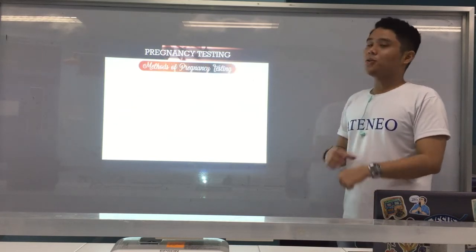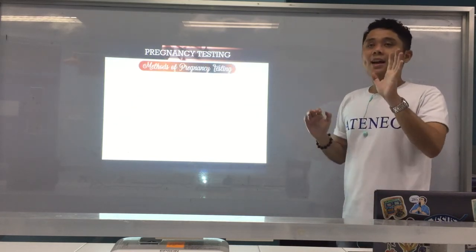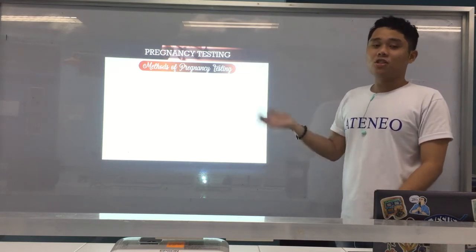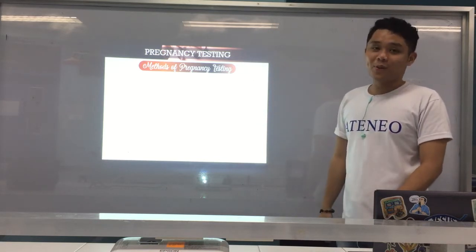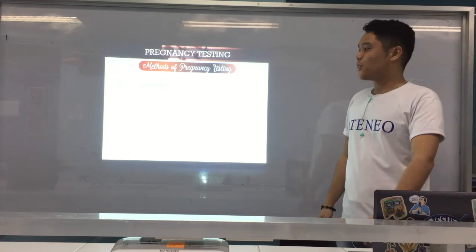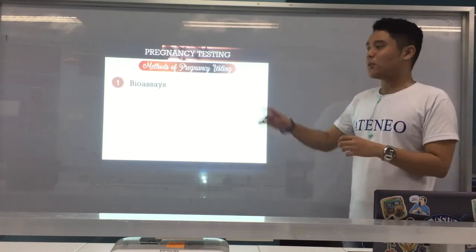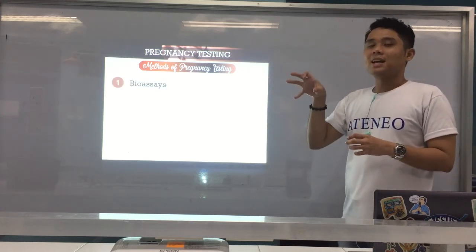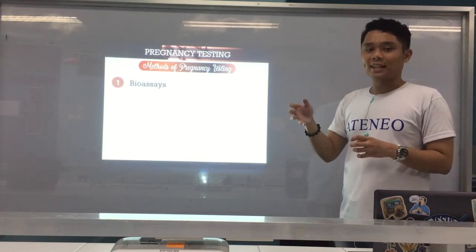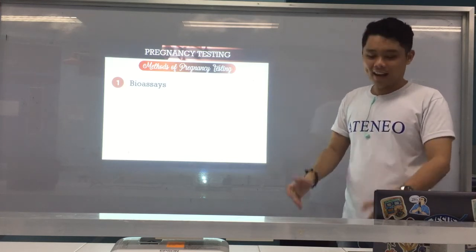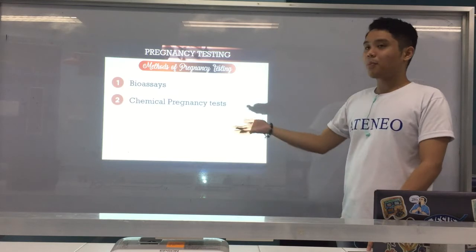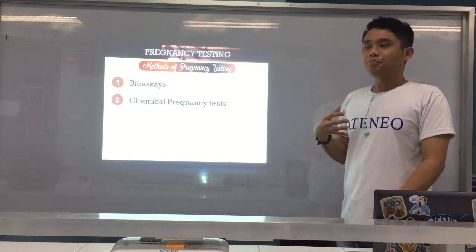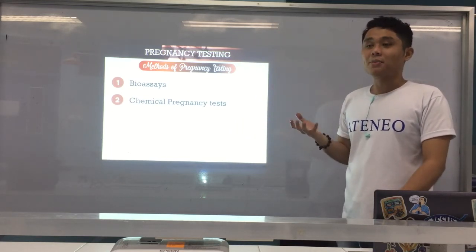Alright. So, we now go to the methods of pregnancy testing. So, again, all of these, ang gina-detect is HCG. Okay, and there are a lot of methods for testing pregnancy. Okay, first one is bioassays. Usually that's the first type of test used to detect pregnancy. Next is chemical pregnancy tests. So we test using reagents and chemicals.